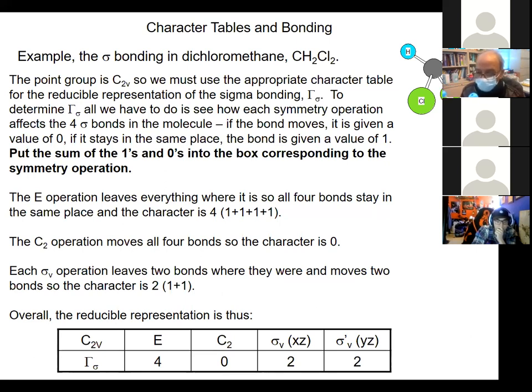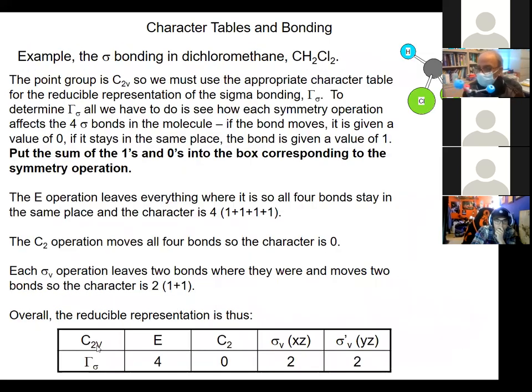Am I making sense here? For some of you who took my class, you knew this, but I'm repeating it again for the sake of those who did not take my class before. But this is how you arrive at this point group classification. It has one C2 and two reflection planes. All right. So that's a C2v.